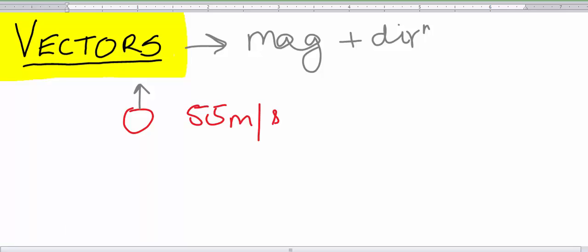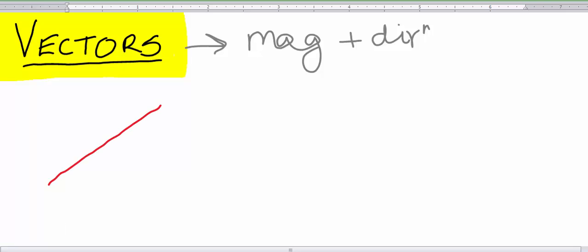Okay, now let's see how we can geometrically represent a vector. A vector can be represented geometrically by a straight line like this. The length of the straight line is directly proportional to the magnitude of the vector. The longer the straight line, the more is the magnitude. And for the direction, we can have an arrow pointing towards the direction.